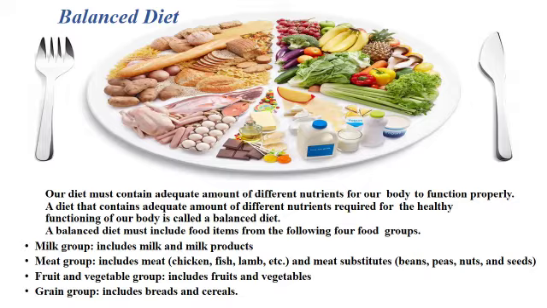So our balanced diet should include food items. So it's been divided into 4 food groups. They are milk group. That means it includes milk and milk products. Meat groups. That includes meat like chicken, fish. And those who don't eat meat, that is vegetarians, so they can substitute with beans, peas, nuts and seeds. Fruits and vegetable group, which includes all fruits and vegetables. And grain group, which includes breads and cereals. So one should have all these groups in every meal, in every diet, and that is called as balanced diet for our body to function properly.